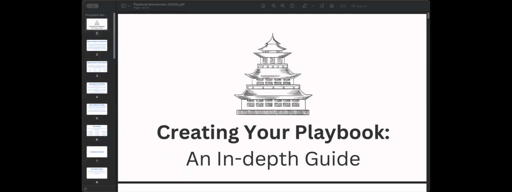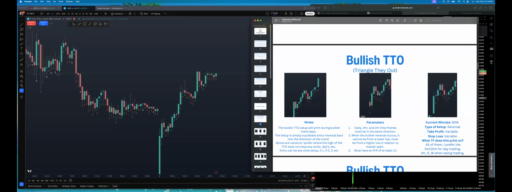For example, let me bring this up. You guys can see my screen, right? Yeah. You see the bullish TTO graph and then the chart on the left?